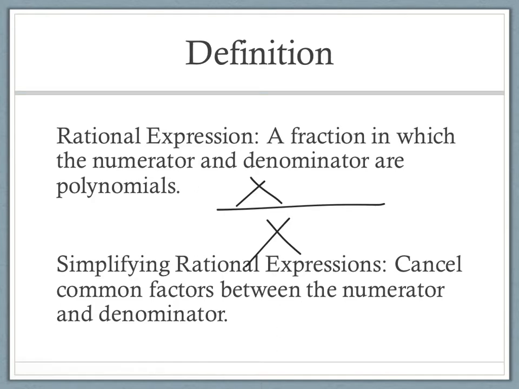Okay. Next, simplifying a rational expression. To simplify, we're just going to cancel out the common factors between the numerator and denominator. So basically, simplifying means we're going to cancel out our common factors on top and bottom. Okay, let's look at a couple examples.